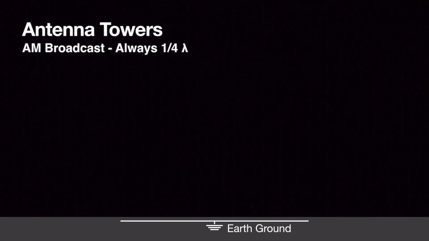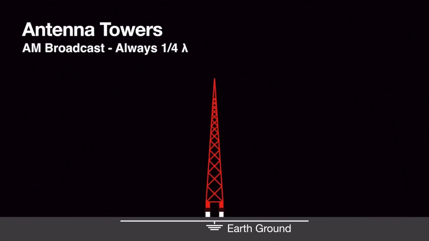Here are some practical examples of quarter wavelength monopole antennas being used. In AM radio broadcasting, typically you will see something like this. This is called a mast radiator antenna, where the large self-supporting metal structure is the antenna itself. The entire structure is conductive and metallically joined and serves as one pole.